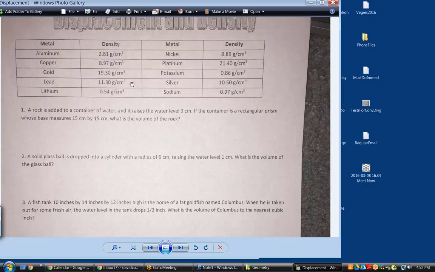Interesting here. I really had no idea that gold was twice as dense as lead. I would have said the other way around. I thought lead was one of the densest materials there is. That's why lead is such a good protector against radioactivity, is because it's so dense. The radioactive waves can't get through it.